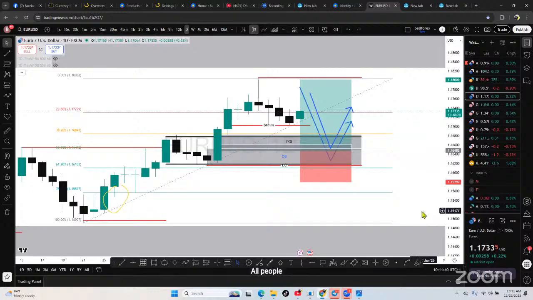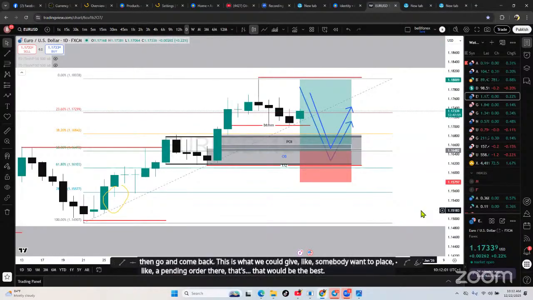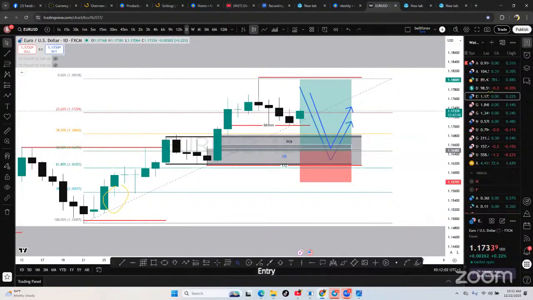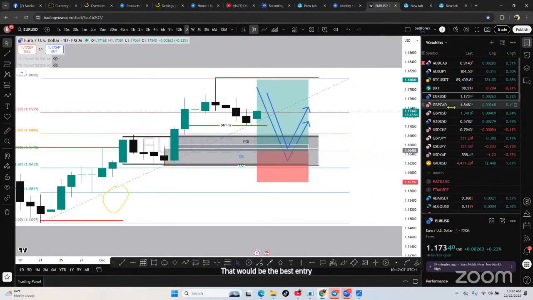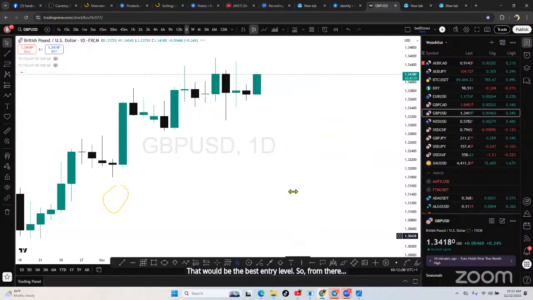Or people are placing trades where the market is not yet there, or the market has come and passed. But practically, if we were to give this market a prediction that somebody could place a trade, then go and come back, this is what we could give. Like somebody wanting to place a pending order there, that would be the best entry level.